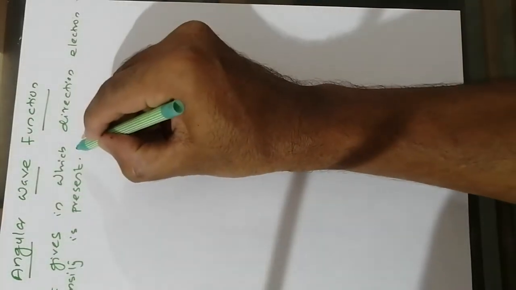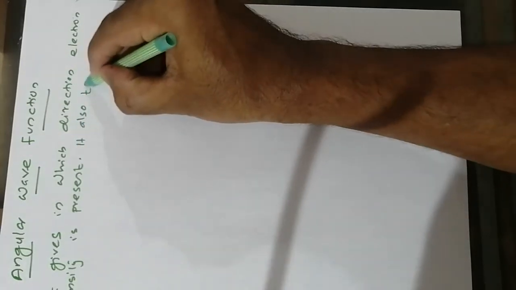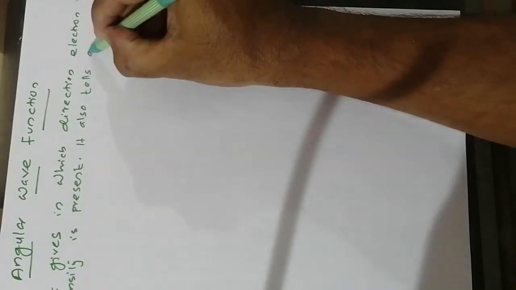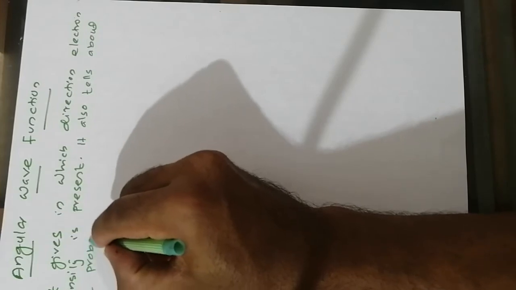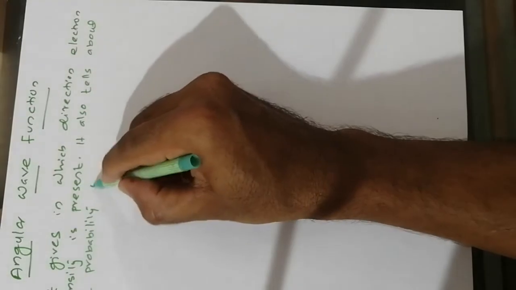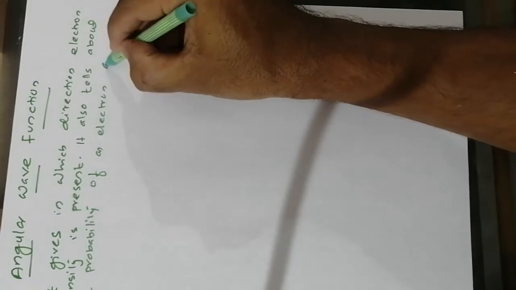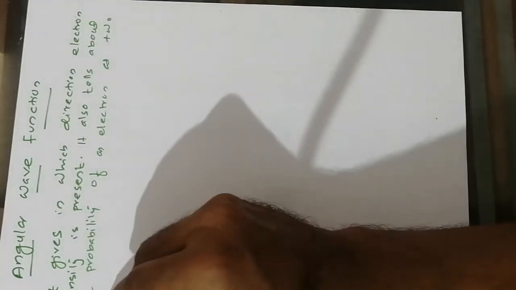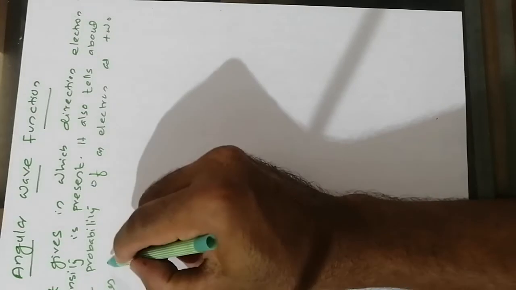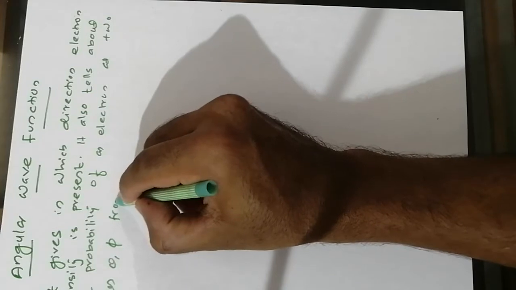It also tells about the probability of an electron at two angles, theta and phi, from the axis.